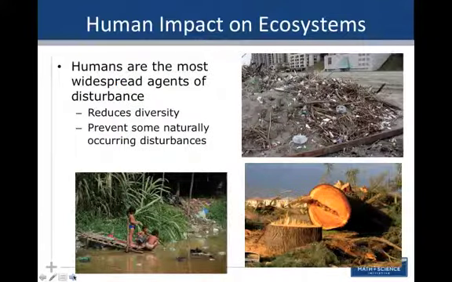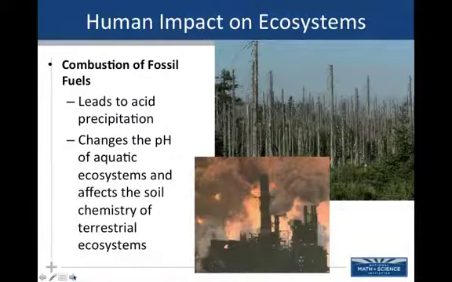So let's talk about how humans impact the environment. Humans are probably the most widespread agents of disturbance. We reduce diversity, generally through habitat loss, and we prevent some naturally occurring disturbances by our own behavior. And there are some pretty horrible pictures.